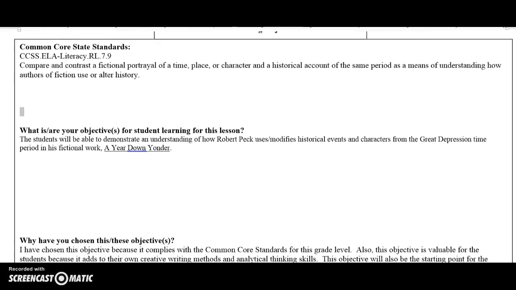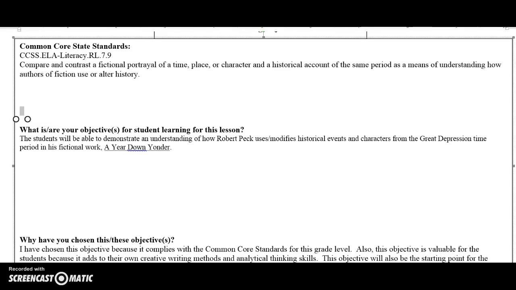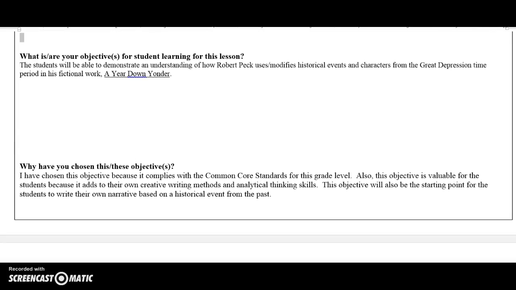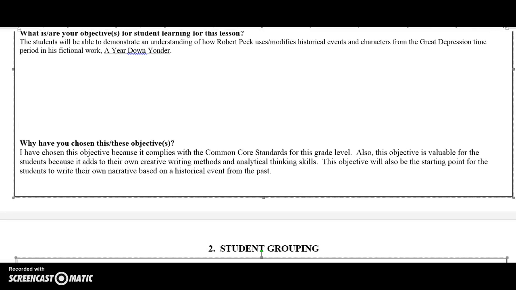My objective for the student learning this lesson is the student will be able to demonstrate an understanding of how Robert Peck uses or modifies historical events and characters from the Great Depression time period in his fictional work, A Year Down Yonder. Why have I chosen this objective?